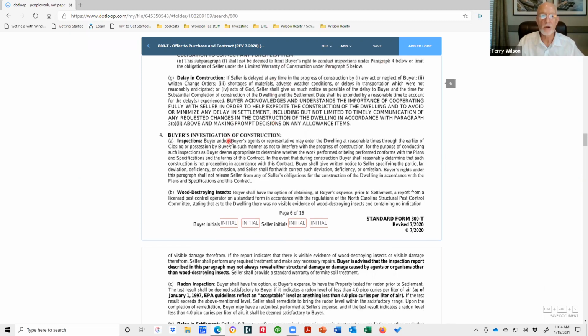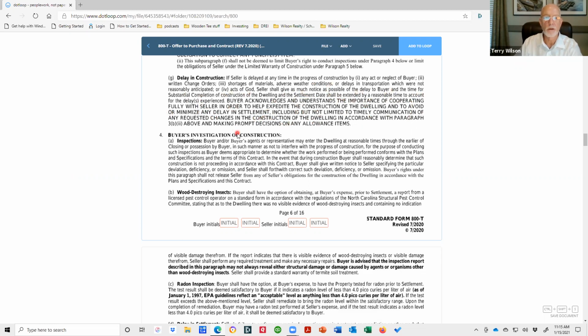If the seller has a delay in construction due to weather or other things, shortages of materials which were not reasonably anticipated, or acts of God, seller shall give as much notice as possible of the delay, and they will figure things out as far as the settlement date. Buyer acknowledges and understands the importance of cooperating fully with seller in order to help expedite the construction of the dwelling and to avoid and minimize any delay in settlement.